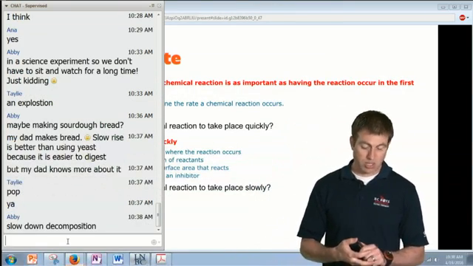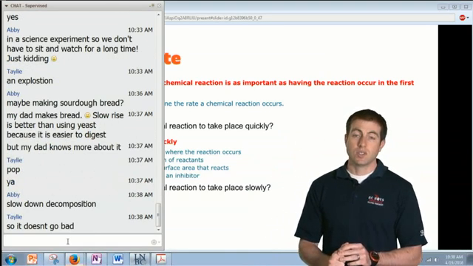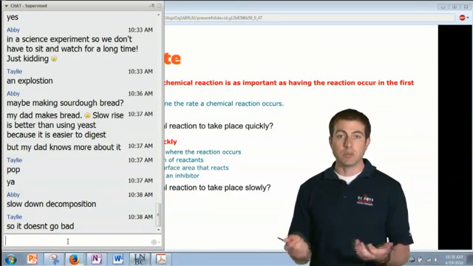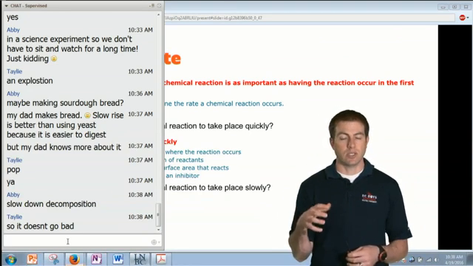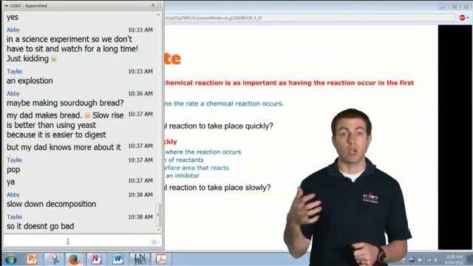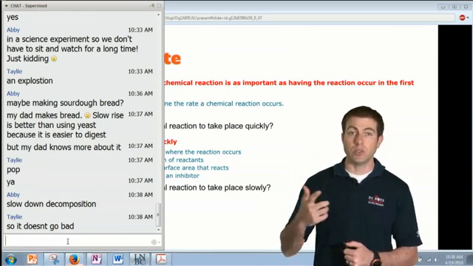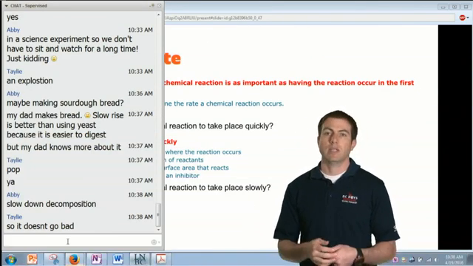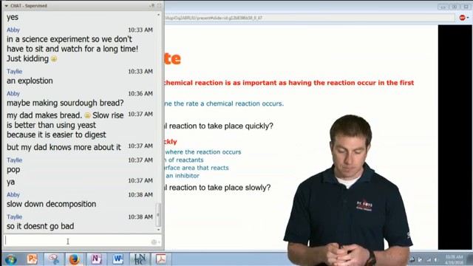Slow down decomposition. Is decomposition a chemical reaction? Sure is. So it doesn't go bad. Perfect. That's a chemical reaction. Food going bad, food rotting is a chemical reaction. Vegetables are covered in bacteria. You put it in a fridge, the bacteria doesn't break it down as quickly. So we put things in a fridge where it is cold to slow the reaction down. So a fridge is an example of something you use in your everyday life to slow a chemical reaction down. If you just leave food out, it goes bad in the presence of bacteria and all sorts of other things that are there.